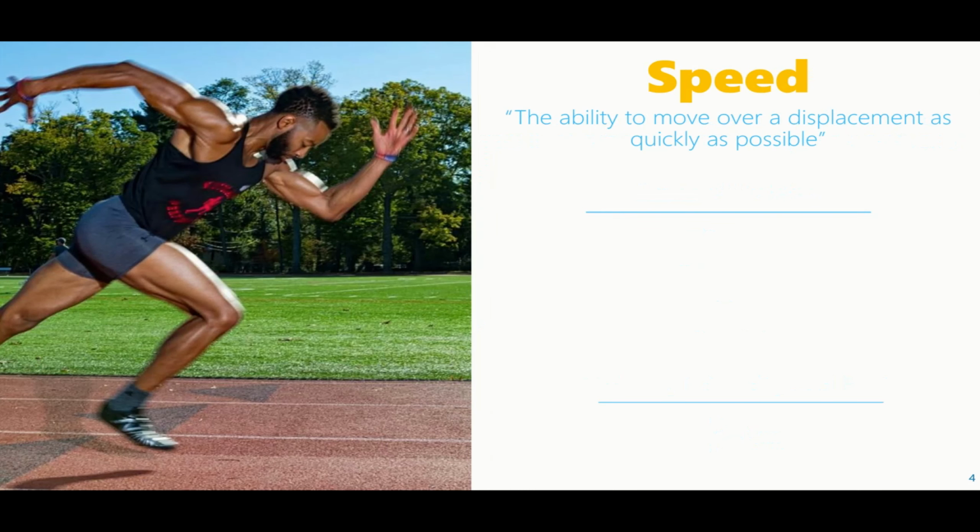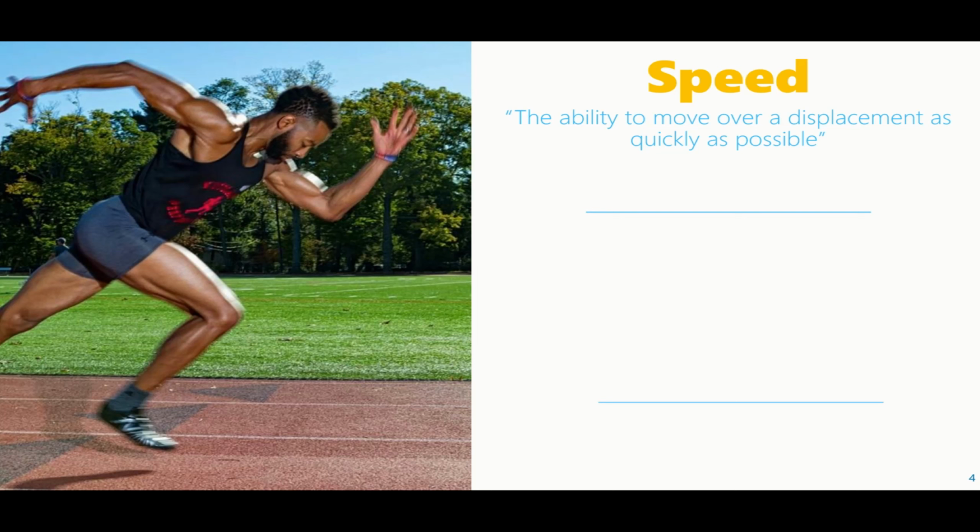Moving on to speed, this is the ability to move over a displacement as quickly as possible. So moving from A to B in as quick a time as possible would be considered speed. When we're talking about a displacement in sports science, this simply means the distance between point A and point B. The reason why we say this is because when we think of speed, and quite rightly, we think of the 100-meter sprint. This displacement is over that 100-meter mark.